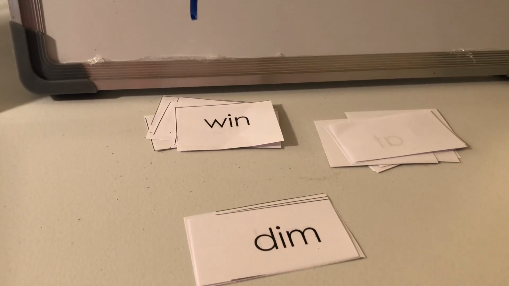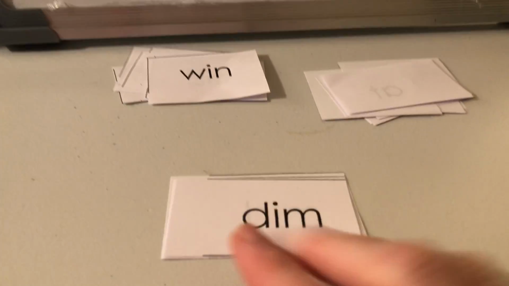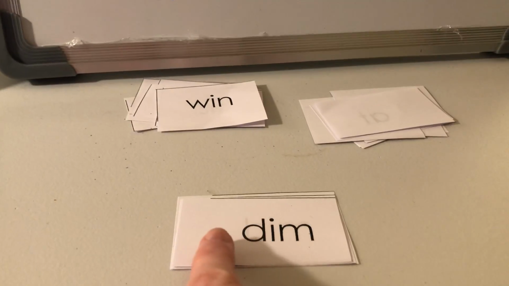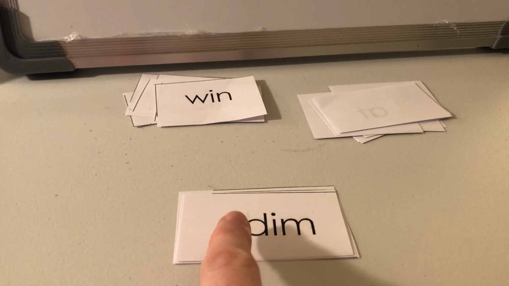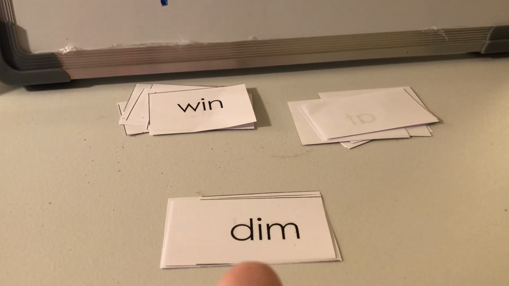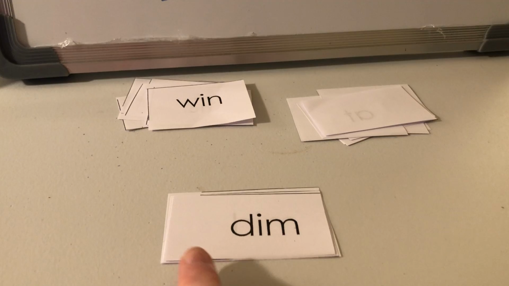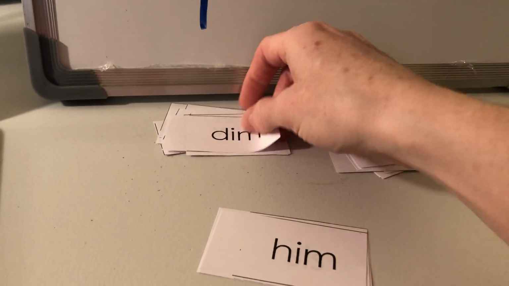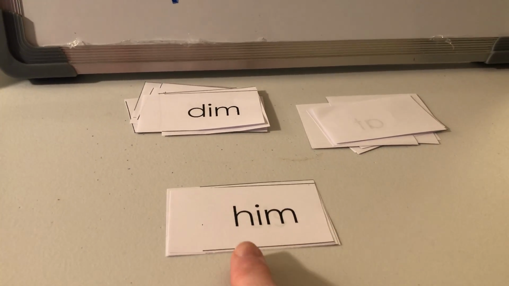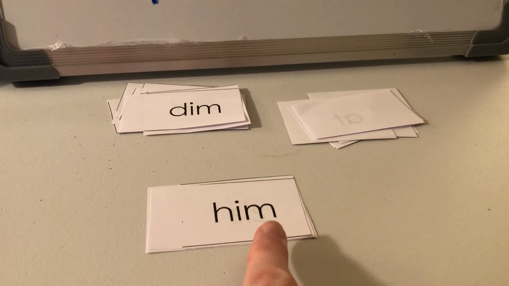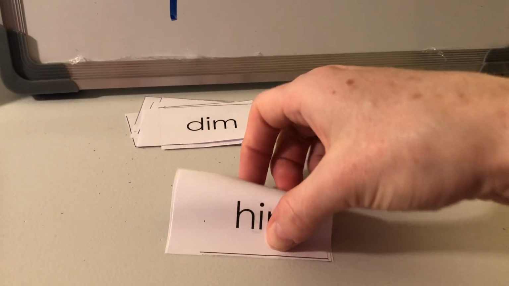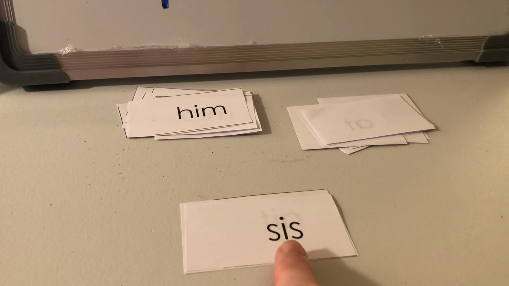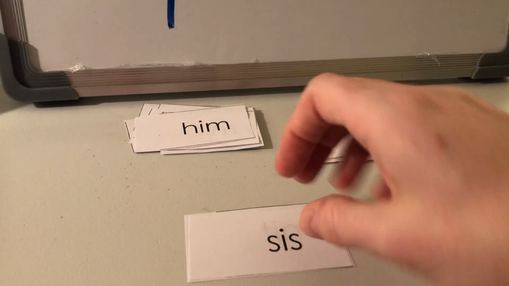Oops, it goes here. I'm going to have you say the sounds in your head and try to say the whole word out loud for this word. Is this a D or a B? I see my drum first. D. Dim. We're really working on saying sounds in our heads and the whole word out loud. Let's try that again here. Him. Sis.